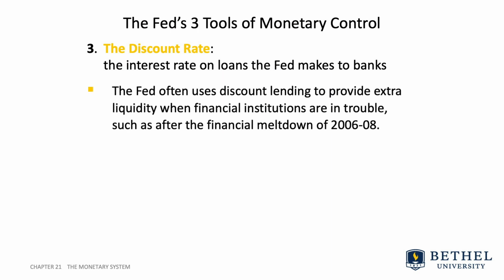So the discount rate is often used to provide extra liquidity to the commercial banks. And this was a tool of choice, especially after the great meltdown we had in 2006, 2008.